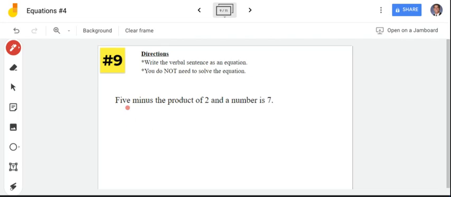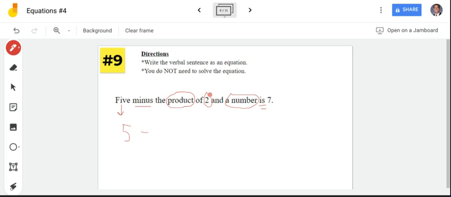Okay? So it says 5 minus the product of 2 and a number is, I'm going to double underline is, 7. What does is mean? Well, is means equals in math, right? What about product? What does product mean? Product is a mathematical word that is the answer to a multiplication problem. So if I want 5 minus, okay, I'm going to write a minus sign, 5 minus the product of 2 and a number.